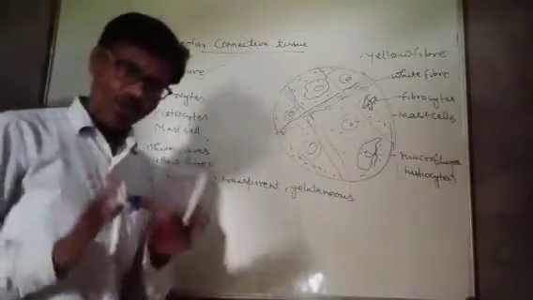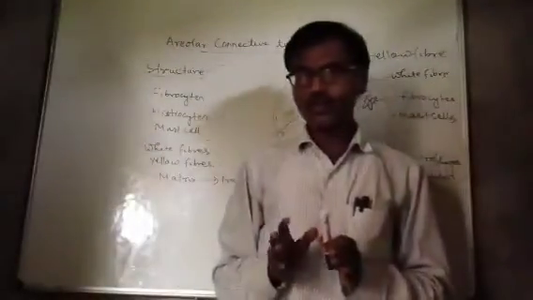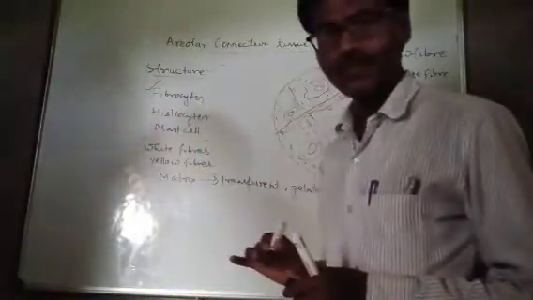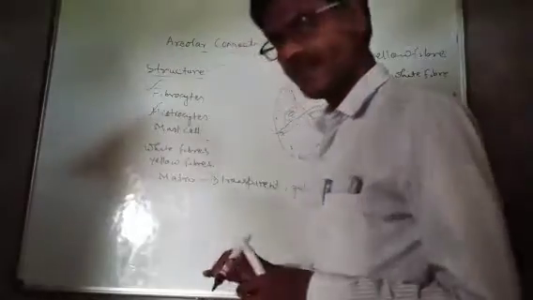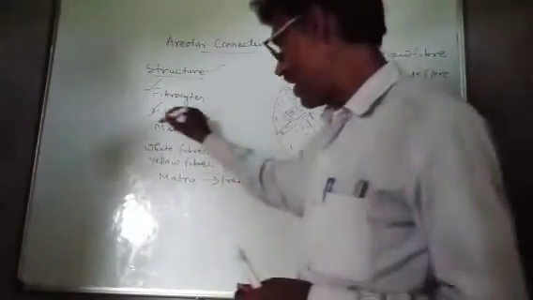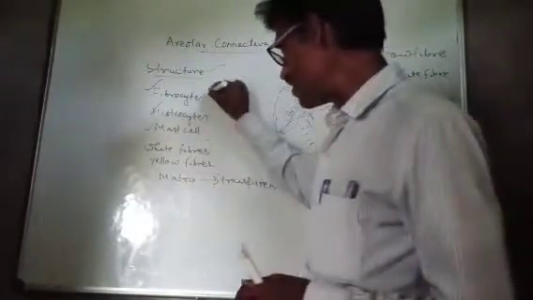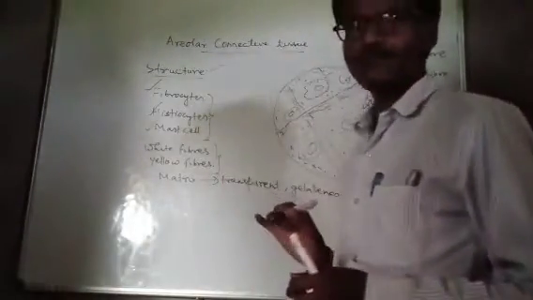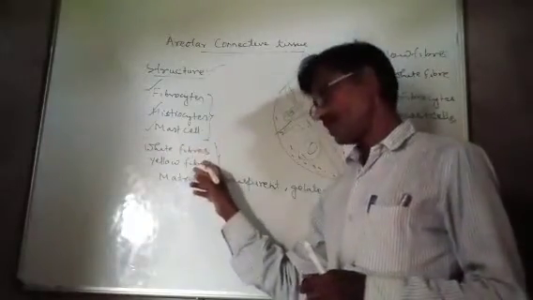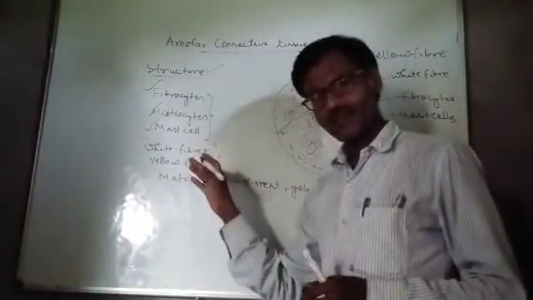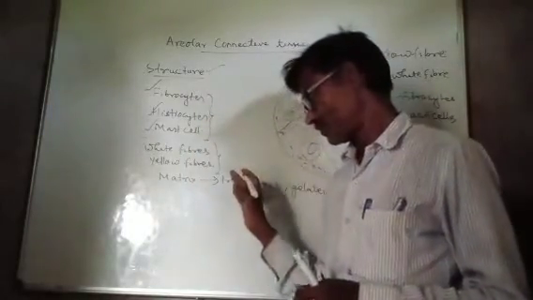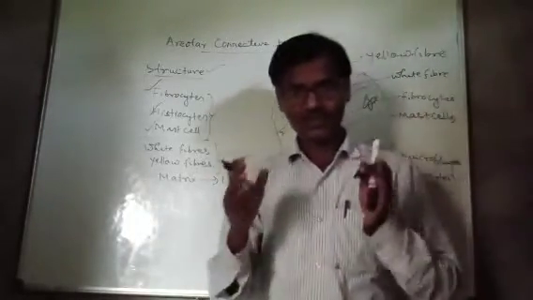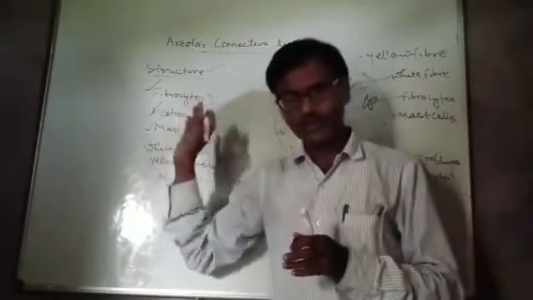Once again, areolar connective tissue consists of three kinds of cells: fibrocyte cells, histiocyte cells, which are also called macrophages, and mast cells. Besides these three kinds of cells, the tissue contains two types of fibers: white fibers as well as yellow elastic fibers. Large intercellular spaces are present in areolar connective tissue.